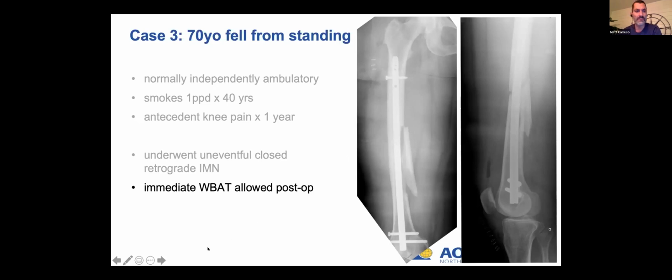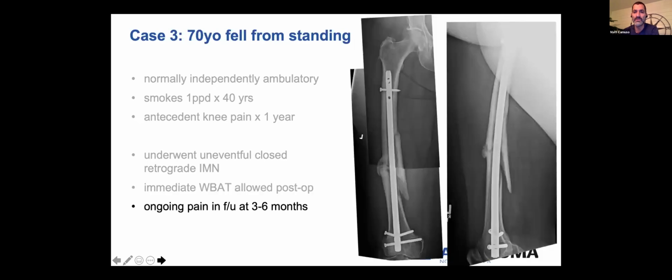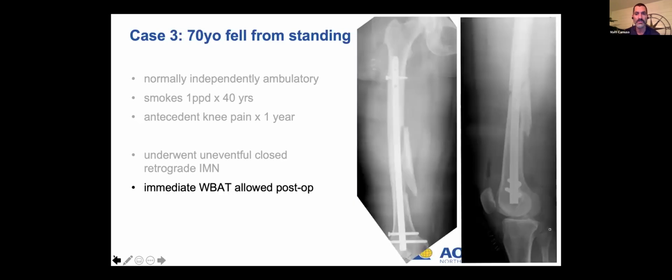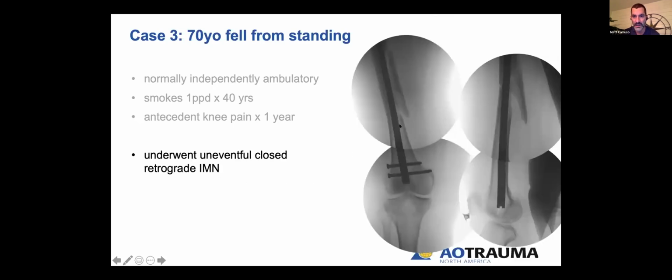But I didn't make much of it. We just let her walk on it, and she got around okay. But as you might have predicted, she has ongoing pain over the next 3 to 6 months as she shortens and collapses into varus. And if I were to look in the mirror and say, hey, Camuso, what did you do wrong there? I would say to myself, boy, I wish I had gone back and put a blocking screw right here to prevent that thing from falling into varus.